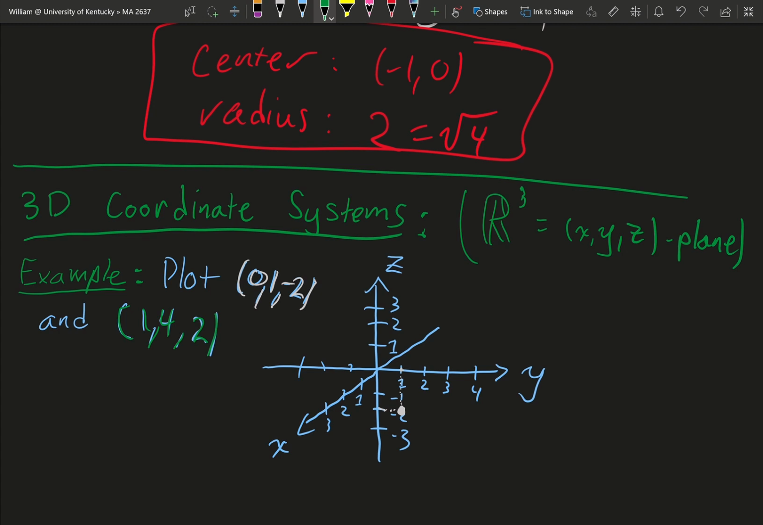For (1, 4, 2), I'm moving out 1 on the x-axis, so forward toward the screen. I'm moving along the y direction 4. And if I keep the perspective, note I will stop before 4. And then I'm moving up 2. So that would be my point there.